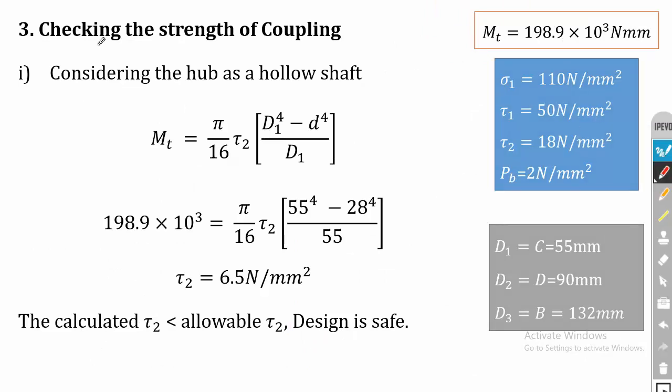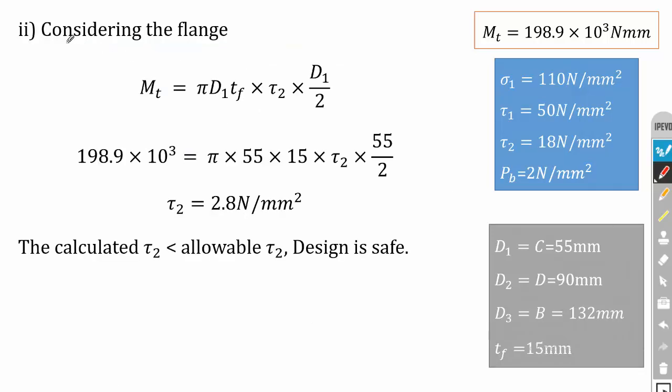Now the third step is checking the strength of the coupling. We have already solved the same kind of problem. You know that Mt is the torque, substitute the value of Mt, D1, D, and calculate the tau2. The calculated tau2 is 6.5 Newton per mm square and it is less than the allowable tau2. So the design is safe. The second one, considering the flange, write the equation, just substitute the values, calculate tau2. The tau2 is 2.8 Newton per mm square and it is less than the allowable shear stress. So the design is safe.